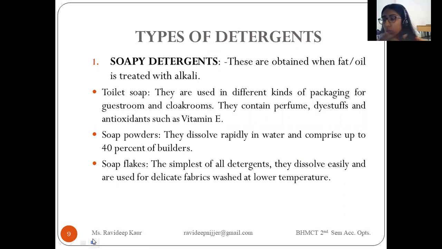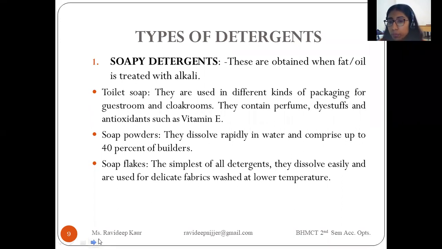So now we'll study what soapy detergents and synthetic detergents are, the latter also known as non-soapy detergents. First we have soapy detergents. These are obtained when fat and oil are treated with alkali. Alkali is a scientific chemical word. So this is how soapy detergents are obtained.